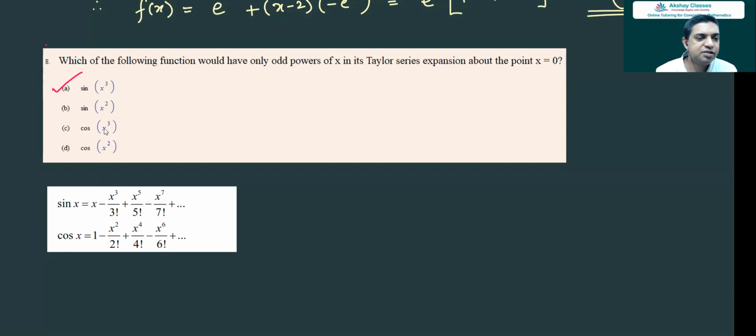Now, within this, if you replace x by x cube, of course, the factors will change. You don't worry about the factors, but powers will not change. So you have to replace x by x cube. All right, and here x by x cube and x by x square, it always remains even. Only that which will have odd powers is this term, x cube.